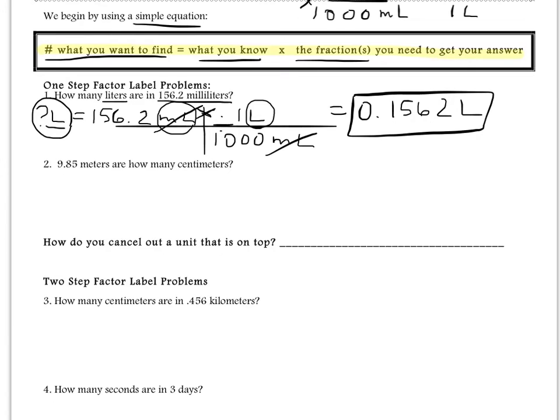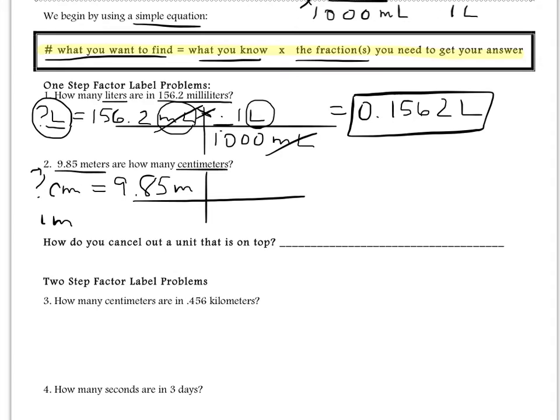Number 2 here. This time I am asked to solve for centimeters, and I am given 9.85 meters. So, same format as before. Set up my picket fence. And this time, if I go back and look at my conversion table, I can see that 1 meter equals 100 centimeters. So when I set up my fraction, this time I'm going to put the 1 meter on the bottom and the 100 centimeters on top.